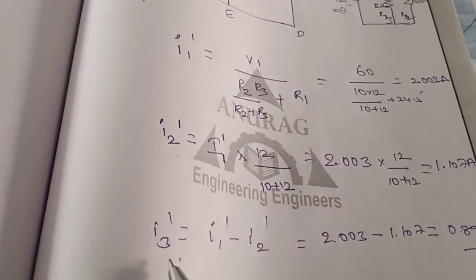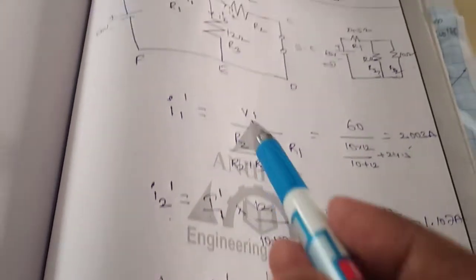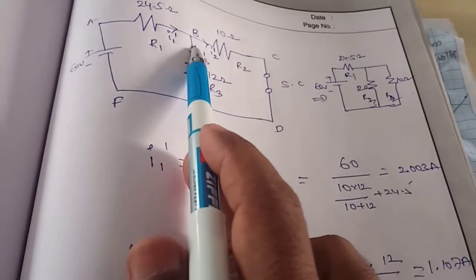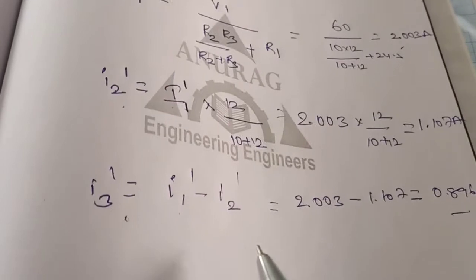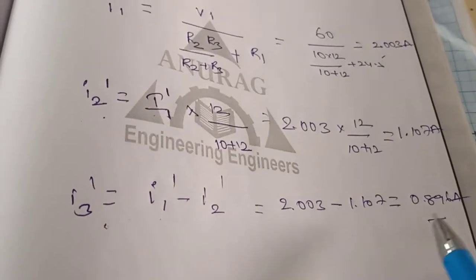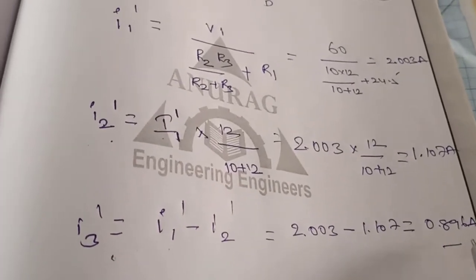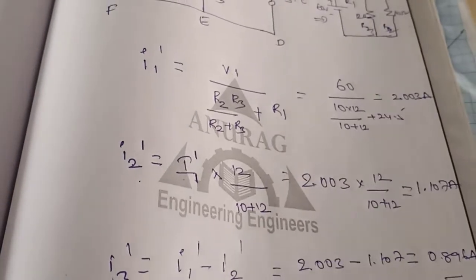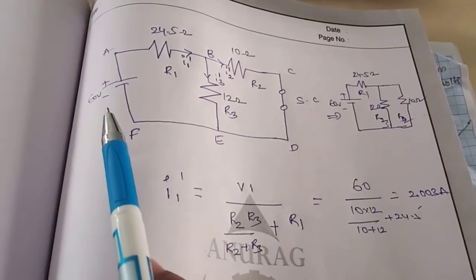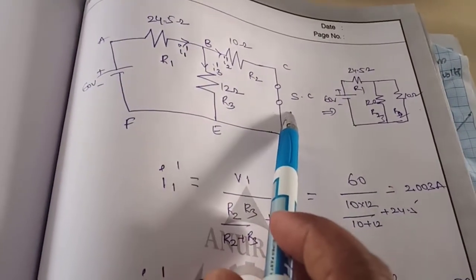How do you find I3 dash? I3 dash equals I1 dash entering and I2 dash leaving. So I1 dash minus I2 dash, and you get 0.896 amperes. So this is your step 1, considering only the 60 volt source acting alone and the 48 volt source short circuited.